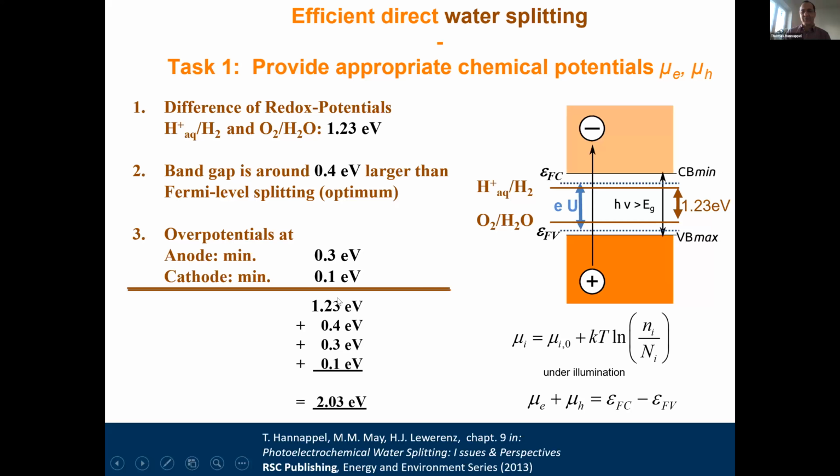And if we sum up all this, we see that to exactly meet the requirements in the optimum case, we need more than 2 electron volts band gap of the semiconductor. This is directed and dependent on the charge carrier concentration on a logarithmic scale, as you can see here.